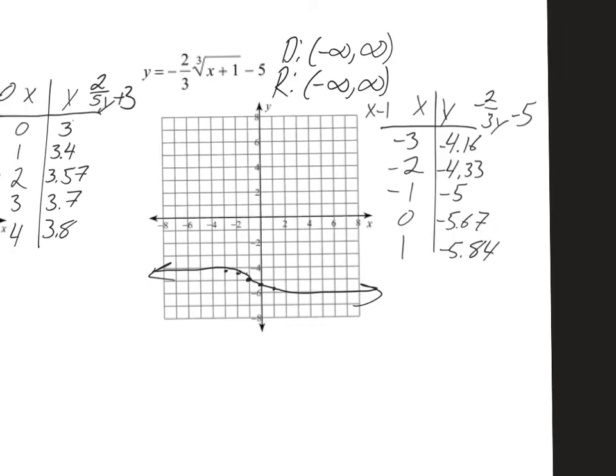Okay, so for this one, looking at my graph, everyone should have gotten something that looked like this. It looks like it goes all the way left and all the way right. So that means -infinity to +infinity for my domain. My range, it goes all the way down to all the way up, so -infinity to +infinity. For my x's, I got -3, -2, -1, 0, 1. And for my y's, I got -4.16, -4.33, -5, -5.67, and -5.84.